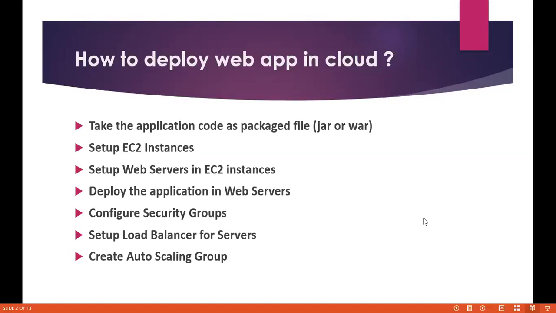Take the project as a jar or WAR, then set up the EC2 instances, set up the servers, deploy the application in the server, configure the security group, set up the load balancer, then create the auto scaling group. Can I say this is the deployment process of my application? Yes, we can say that this is the deployment process of my application.